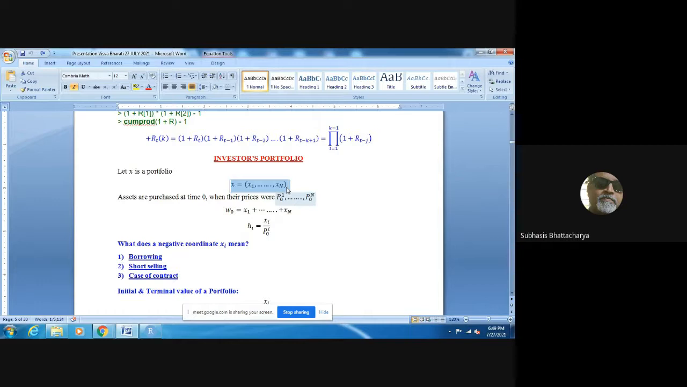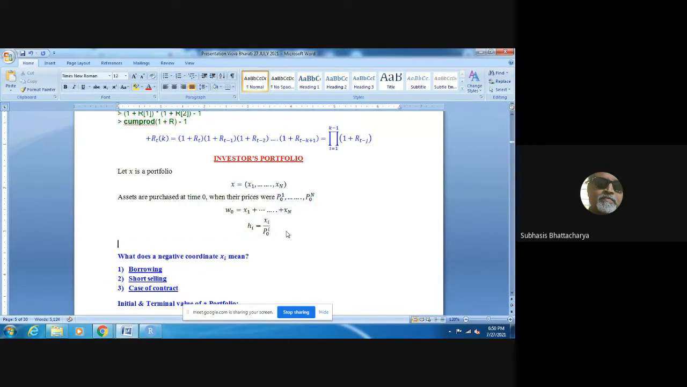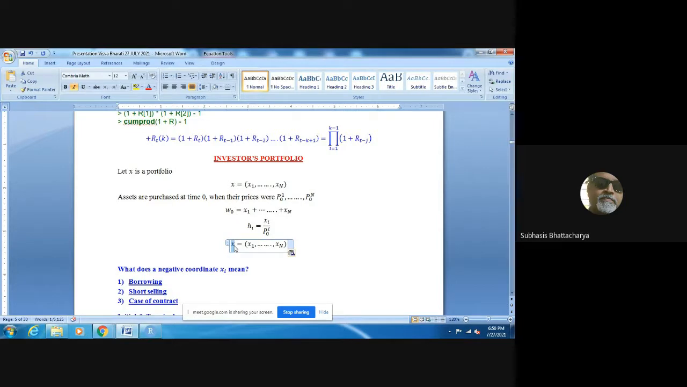So we express the portfolio in terms of such X, or we may express the portfolio in terms of such H. You may write the portfolio in this form, that is, instead of X, you may write it in terms of H.